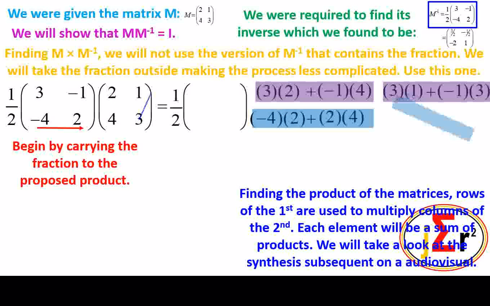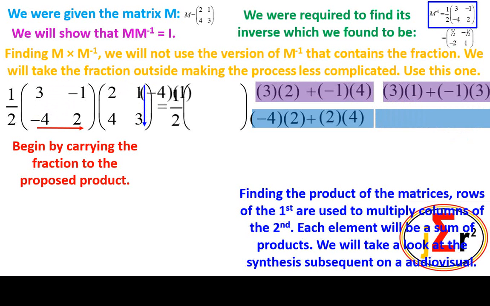Next, negative 4 times 1 with 2 times 3. All the time, first times first, second times second. We are finished with the multiplication process. Then we will just simplify, and that's the end of it.